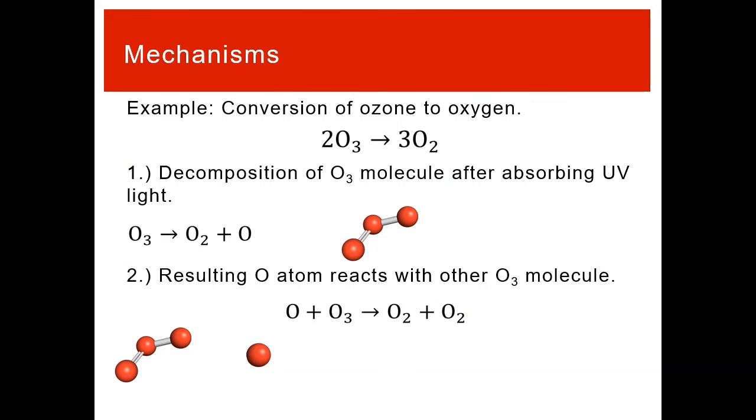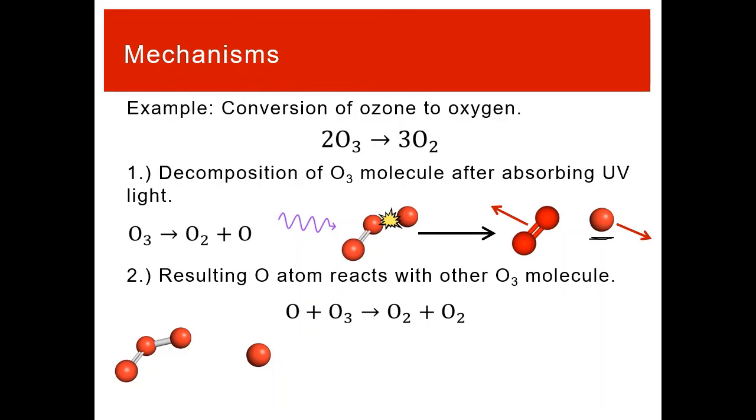So we're going to break this down into steps. The steps that we could propose is that we would get decomposition of one O3 molecule after absorbing some ultraviolet light. So some light comes in, it collides with the O3 molecule, and then one of its bonds breaks, and you get an O2 molecule and an O atom. So we make an O atom. This is a new species that's around, and this O atom can then react with something else.